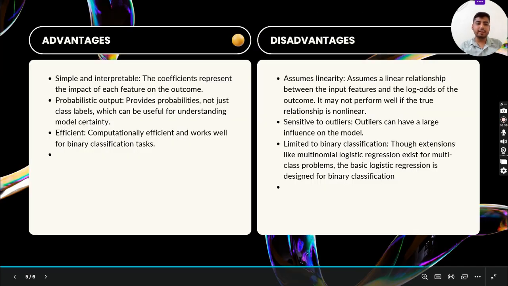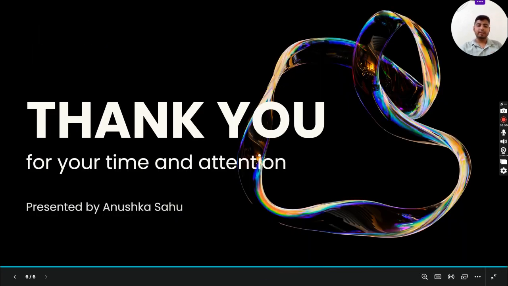The advantages are: simple and interpretable, probabilistic outcome, efficient. Assumes linearity, sensitive to outliers, limited to binary classification. These are the disadvantages. Thank you.